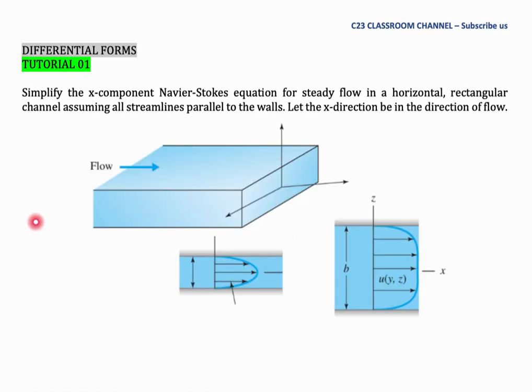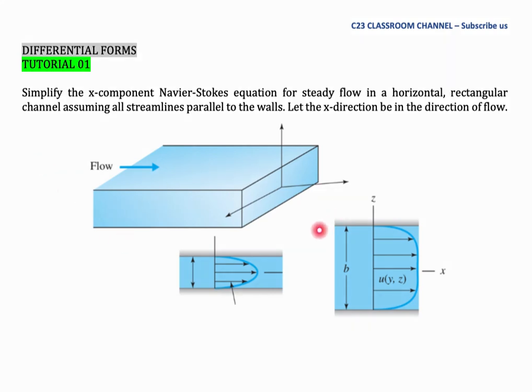So this is tutorial number 1. The question is, simplify the x component Navier-Stokes equation for steady flow in a horizontal rectangular channel, assuming all streamlines are parallel to the wall. Let the x direction be in the direction of flow.